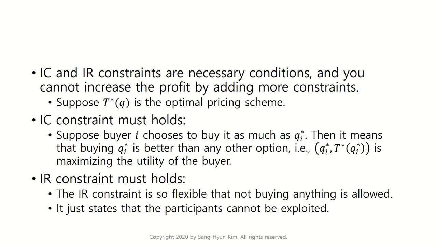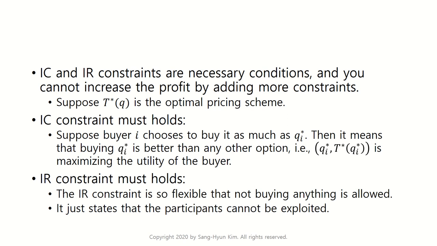And moreover, we can say that the IC constraints and the IR constraints must hold. They are necessary conditions. I'll claim that the IC constraints and the IR constraints must hold, and you cannot increase the profit by adding more constraints, right? The unconstrained optimum is better than the constrained optimum. That's just simple math.